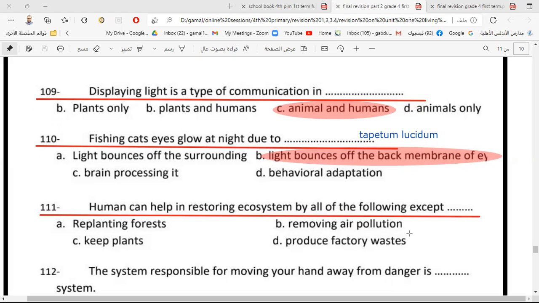Focus again. Replanting forest, this one is good. Removing air pollution, this one is good. Keeping plants, this one also is good. Reduce factories waste. The one which is not good is reduce factory waste. This one is not good at all. It will not keep the ecosystem. It will destroy the ecosystem, you know? And many living organisms may die.